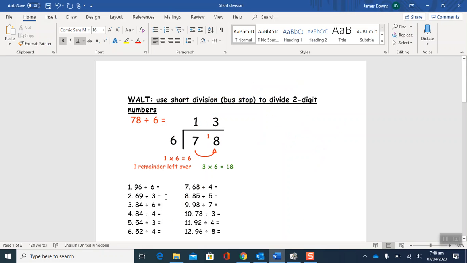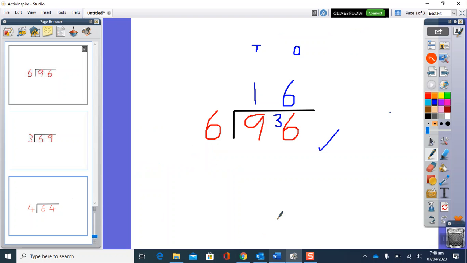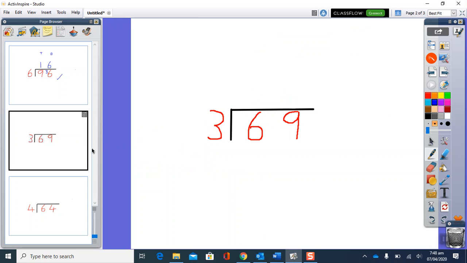Now I'll have a look at number 2, 69 divided by 3. Again, my divisor, the number that I'm dividing with, goes on the outside. The number that I'm dividing, the dividend, goes underneath the bus stop, and we go straight away. 3's into 6, so I'm going to count my 3's. 3, 6. I'll stop there. 2 whole 3's go into 6. No remainder to move over, so I'll do this one now. 3's into 9. 3, 6, 9. 3 lots of 3.